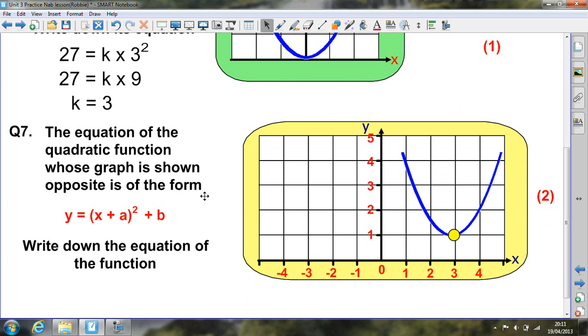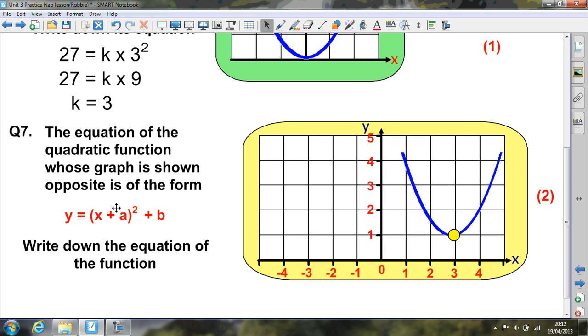Next question is basically, can you work out the values of a and b and write down the equation of the quadratic? So in this case, the b moves the quadratic up and down and the a moves it left and right. The b is straightforward. If it goes up 1, b is 1. If it goes up 2, b is 2. If it goes down 1, b is negative 1, and so on. It's the a that's the opposite value.